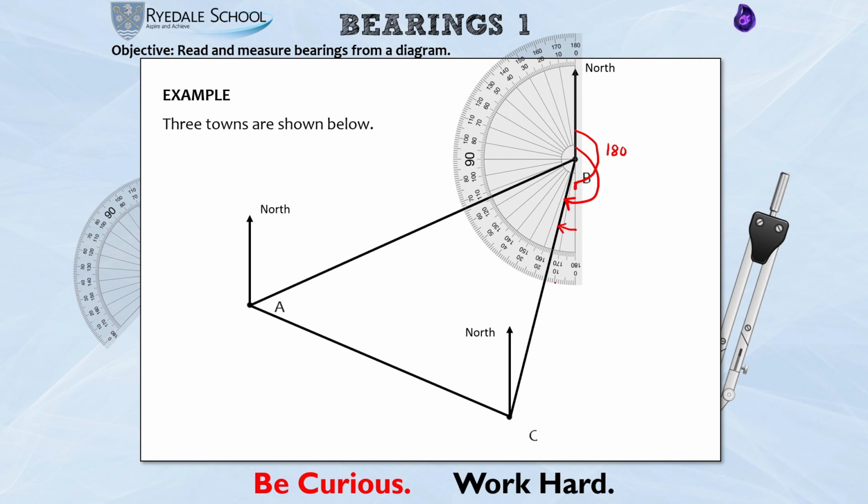Now that extra bit looks to be about 15 degrees. Now there's always a margin of error for measuring these things in an exam, usually about 2 degrees out, so be as accurate as you can. So I need to add that on to 180, so I can say the bearing of C from B is 195. So that was 180 plus 15.